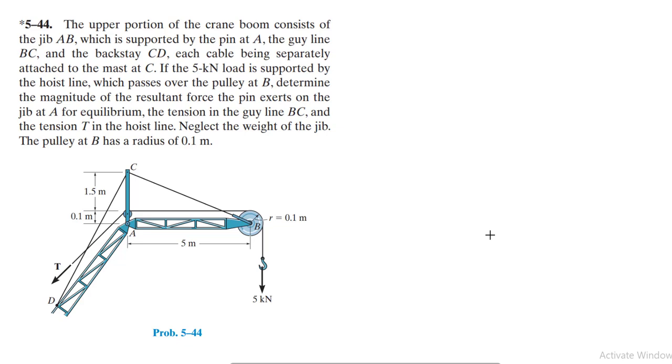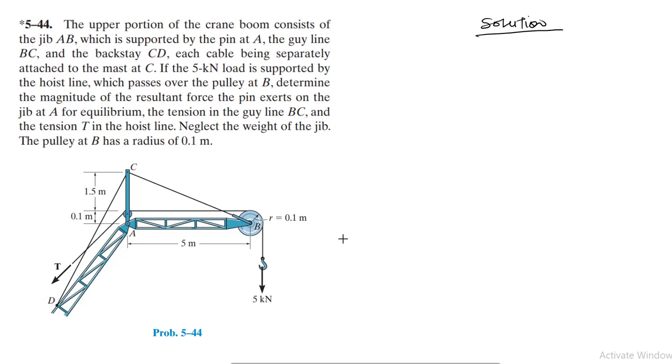The tension in the guy line BC and the tension T in the hoist line. Neglect the weight of the jib. The pulley at B has a radius of 0.1 meters. This problem is coming from the Engineering Mechanics Statics textbook by R.C. Hibbeler.